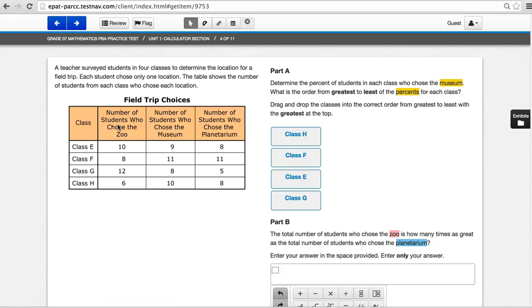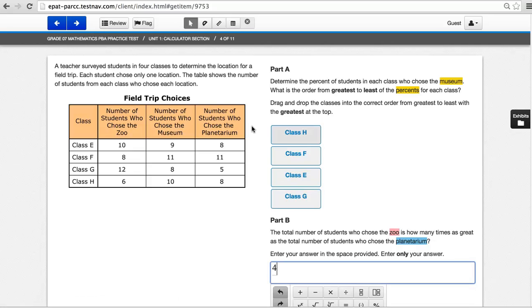You have to add up the total number of scholars who chose the zoo, and that would have been 36. The total number of scholars who chose the planetarium was 32. So in your head, 36 minus 32 would have given you 4 scholars, and that would have been the answer. Once you have that, you can click next.